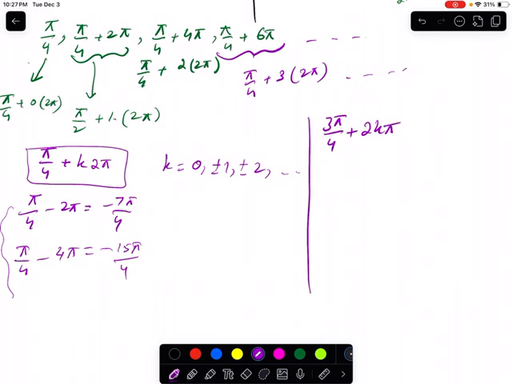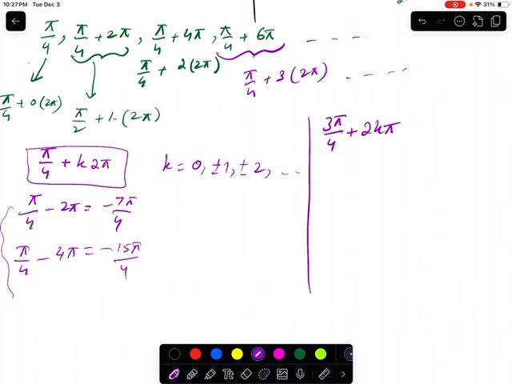So for sine, the basic equation of sine of x or sine of theta or sine of t, whatever the variable is, equal to a number: find the primary solutions. Then for the general solution, just write the one primary solution plus 2k pi, and k can have the values 0, plus minus 1, plus minus 2. Don't forget to mention that. So that is your general solution.